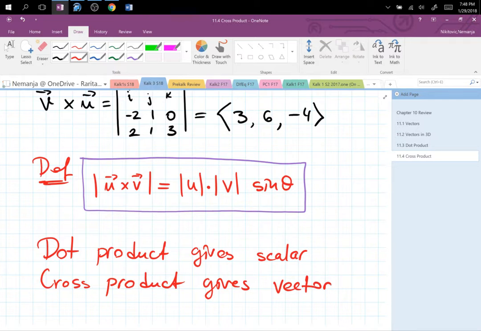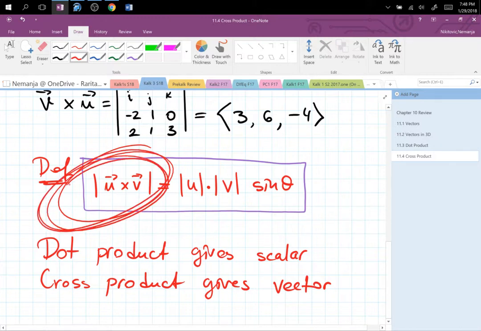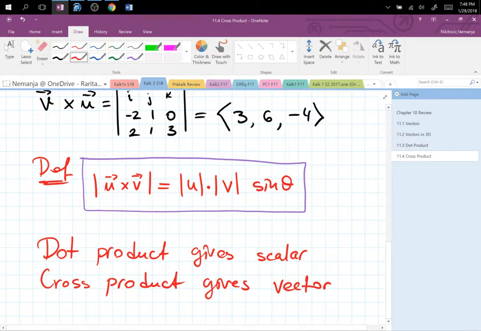Having these magnitude absolute values on the left-hand side makes a lot of sense if you want to dimensionally compare these things. On the right you have the magnitude of v, which is a number, the magnitude of u, which is a number, and the sine of theta, which is a number. Multiply those three numbers, you get a number. You can't have a cross product, which is a vector, equal a number, but you can have the magnitude of the cross product. So dimensionally these formulas have to make sense.